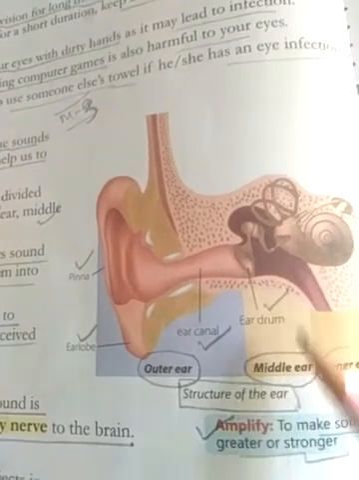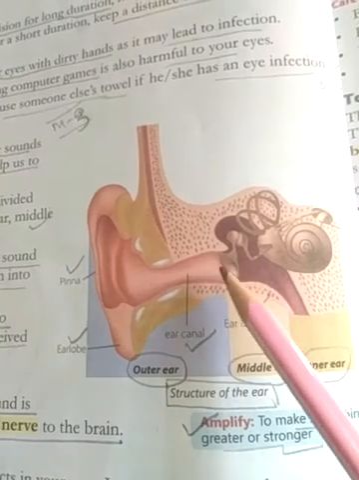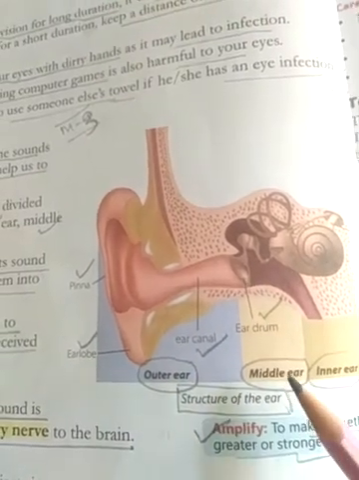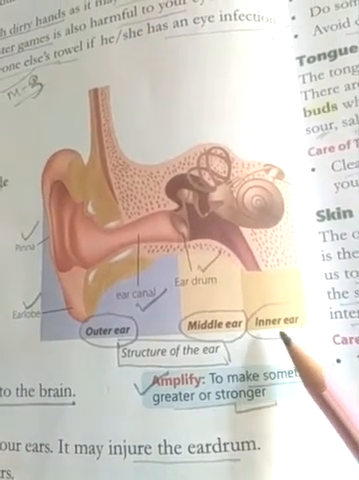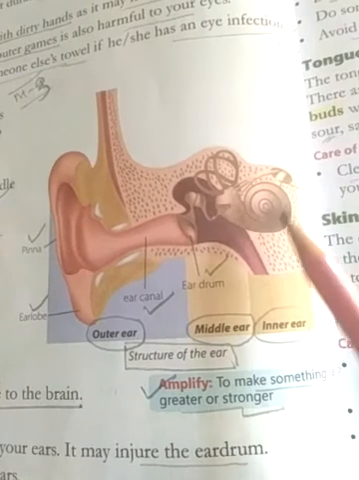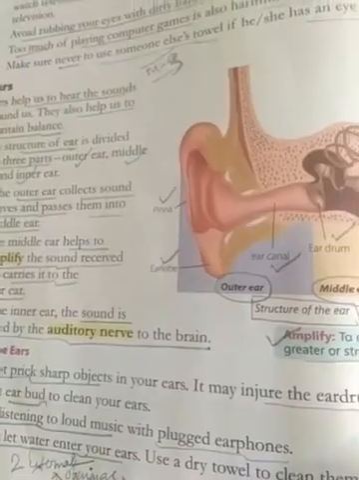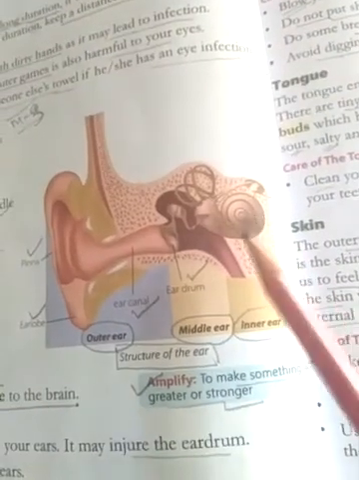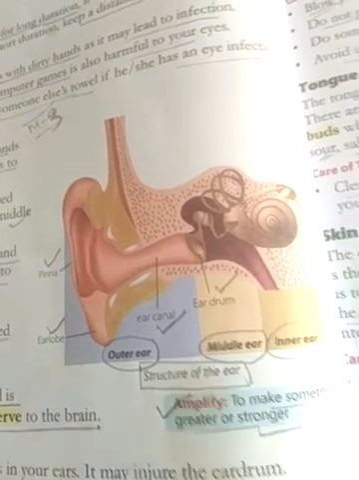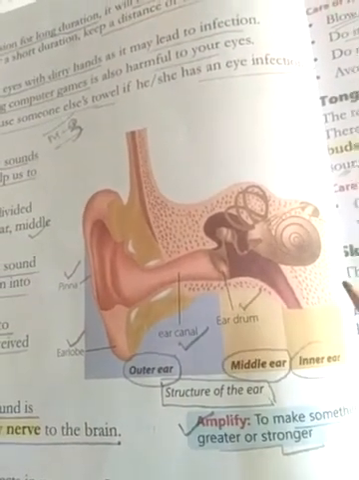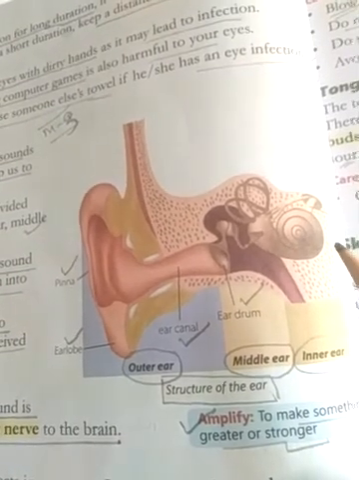In the middle ear structure, we will see the eardrum, this one. This is a skin-like structure of the middle ear structure. And finally, the inner or internal ear structure, this one. The auditory nerves that carry the sound to the brain. This is the part of the internal structure of ear.